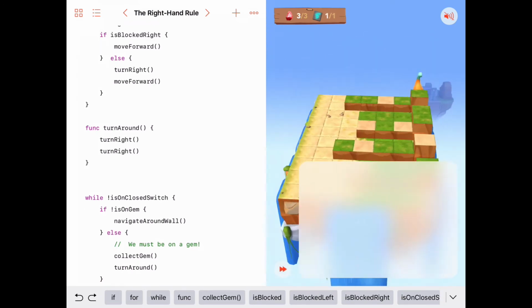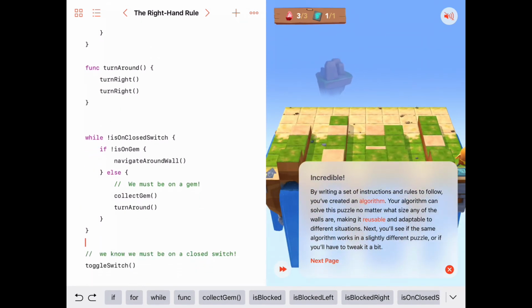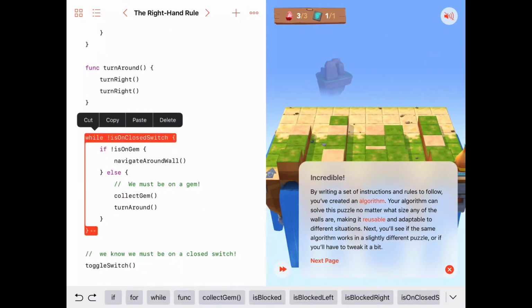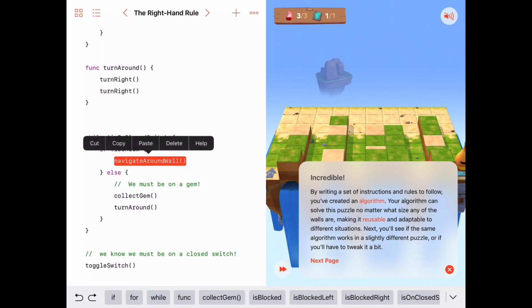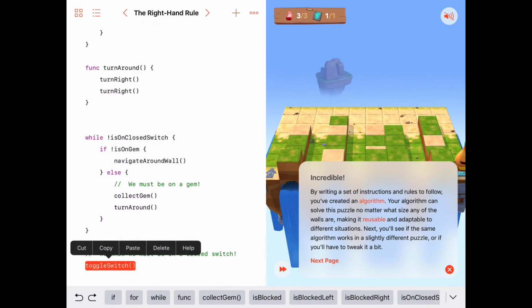And finally, we are on a closed switch. And when we're on a closed switch, we're going to no longer do any of the checking if we're on a gem or navigating around the wall and so on. We're going to come down here and toggle our switch. So two different ways to do this. It's up to you which you like better. One has the nested while loop in there. This one doesn't have the nested while loop in here, but it's essentially doing the same.